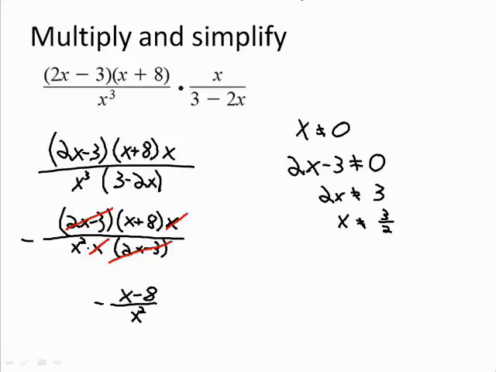If x was equal to 0, the final expression would be undefined, regardless of what the original expression was. So there is no need to write that x cannot be equal to 0. So the simplified expression is negative x minus 8 divided by x squared, where x is not equal to 3 halves.